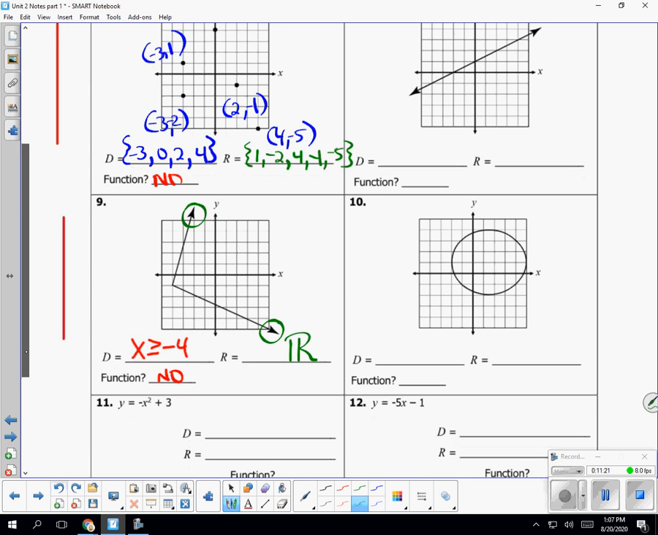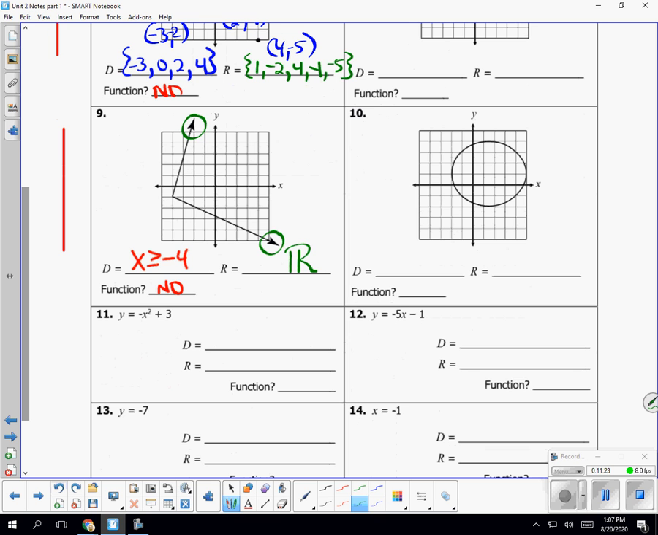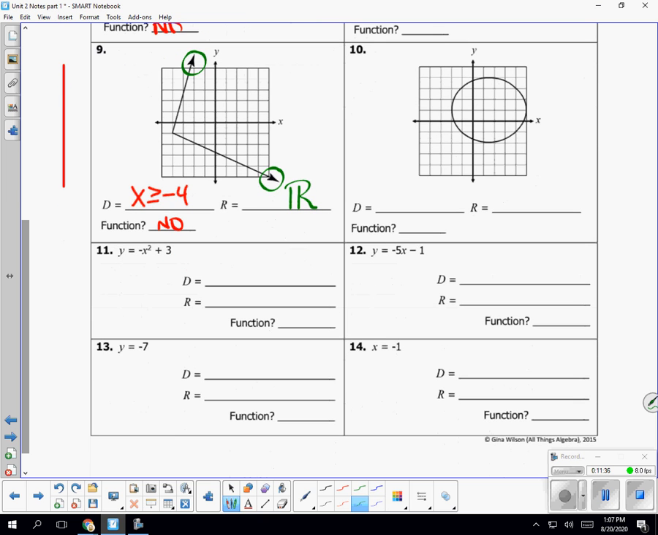Okay, so my domain is limited. It's going to be x is greater than or equal to negative 4, and my range is continuous, so it's going to be all real numbers. All right, so for number 11 and number 13, we're going to use Desmos, and we're going to look at the graph and determine the domain and range and whether or not it's a function from Desmos.